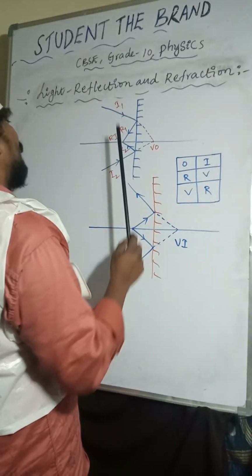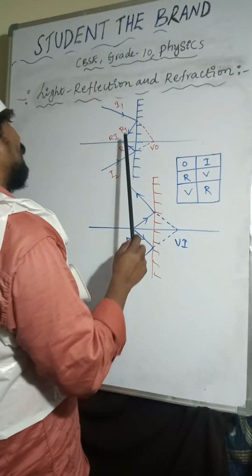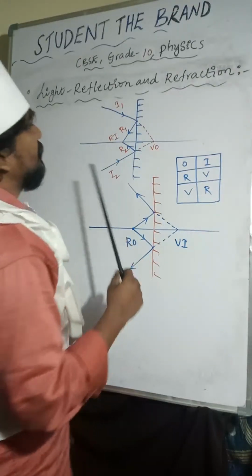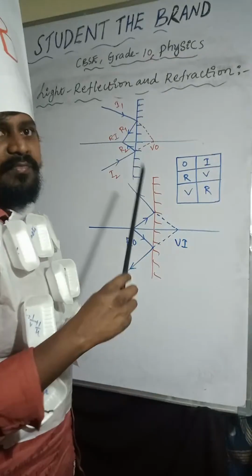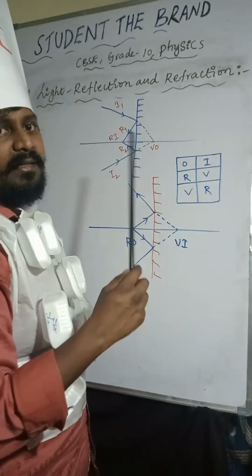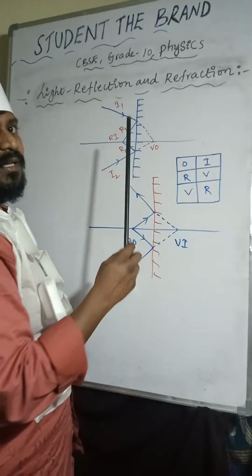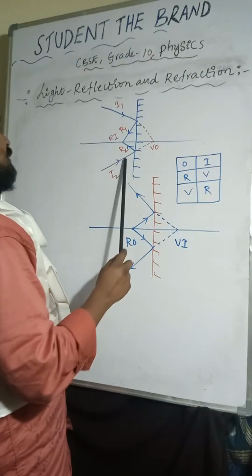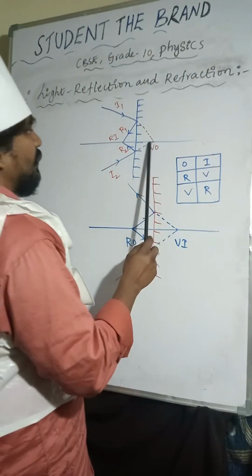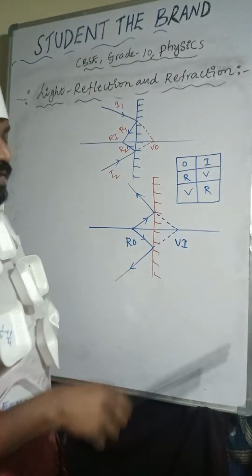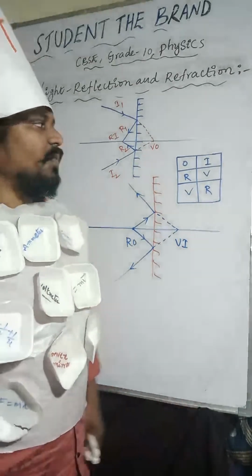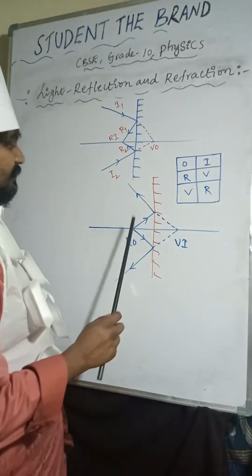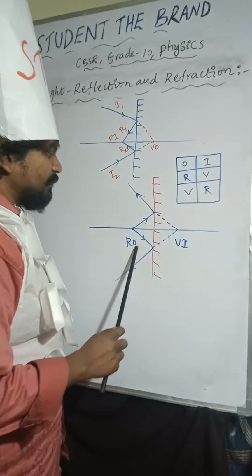So I1, I2, R1, R2. After reflection, these light rays are meeting at one point. This is a real image. Directly reflected light rays meeting at one point, then that image is called a real image. Here we are extending these incident light rays, and the extended incident light rays are meeting at one point. Their virtual object is formed.